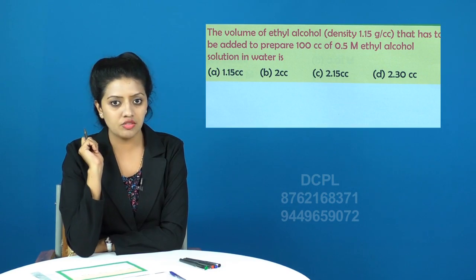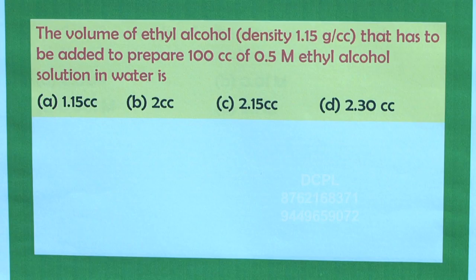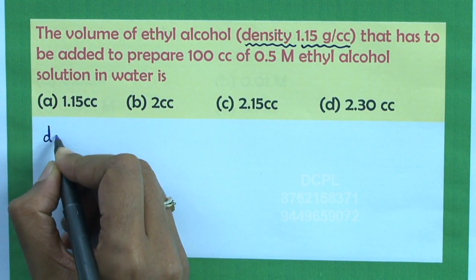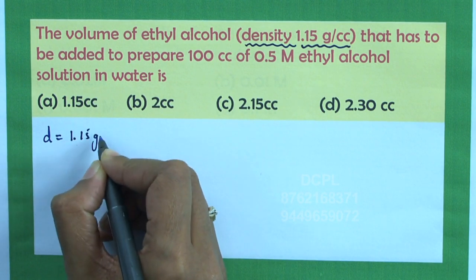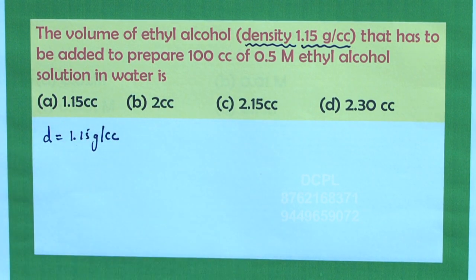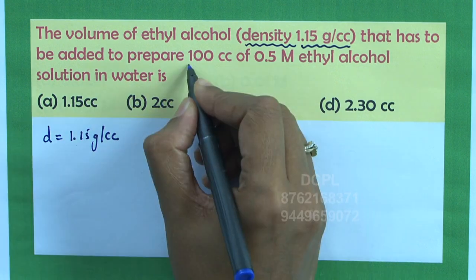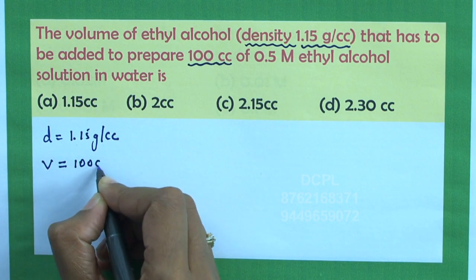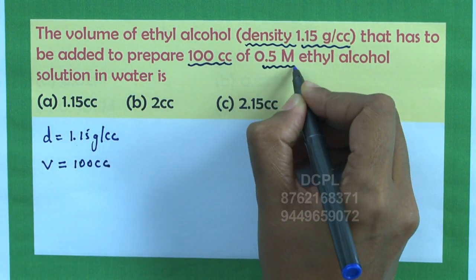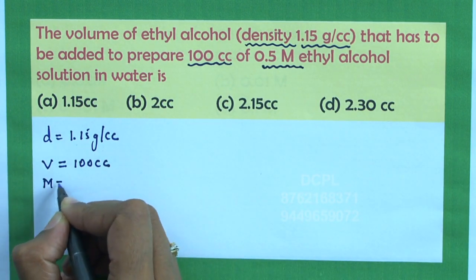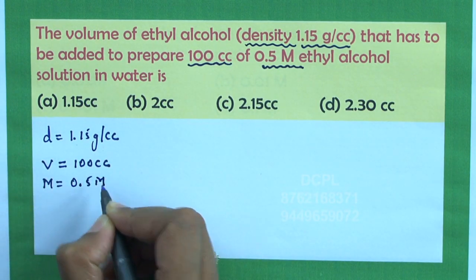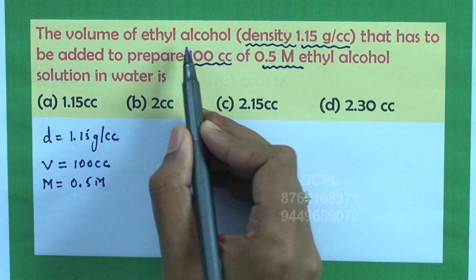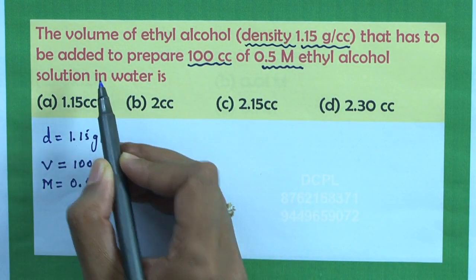Now let us consider the given data from the above question. Here we have density of the solution as 1.15 gram per cc, and the volume of the solution is given as V is equal to 100 cc. One more data is that it is 0.5 molar, that means molarity is 0.5 molar, and what we are supposed to find out is the volume of ethyl alcohol that has to be added.